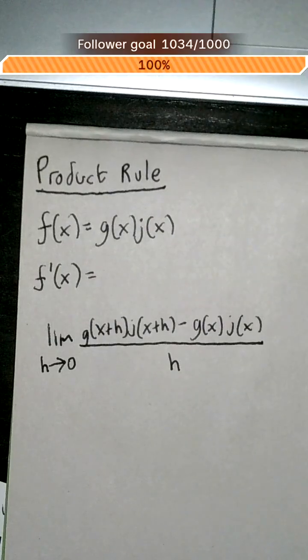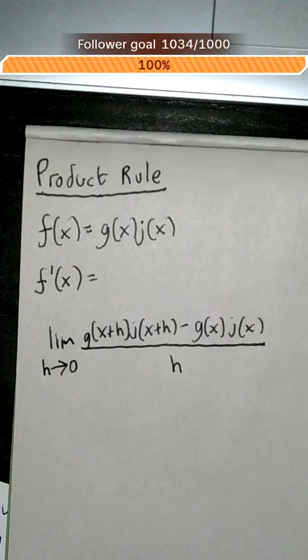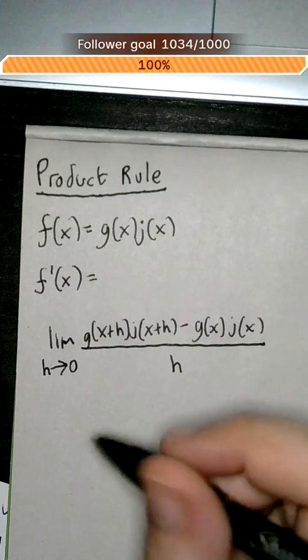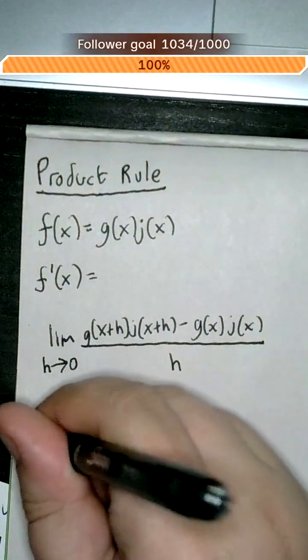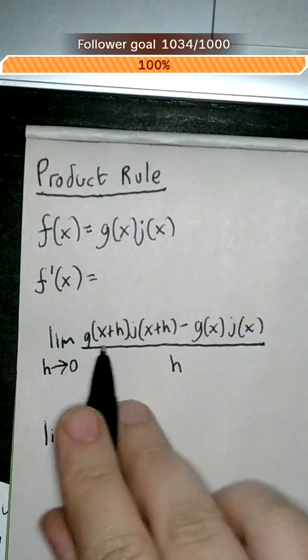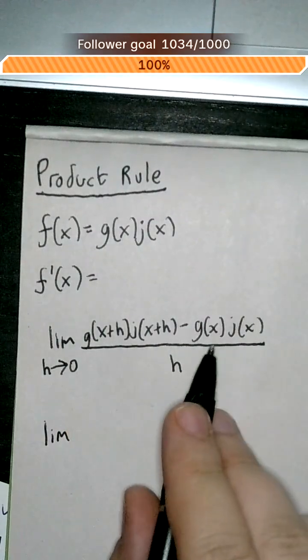Here it is. So, what I'm going to do is I'm going to go ahead and add and subtract g of x plus h times j of x.